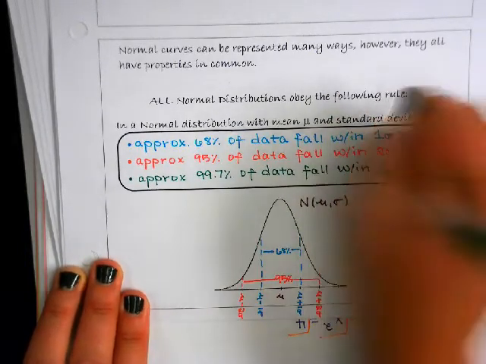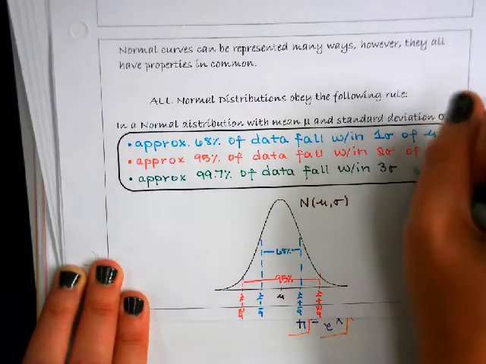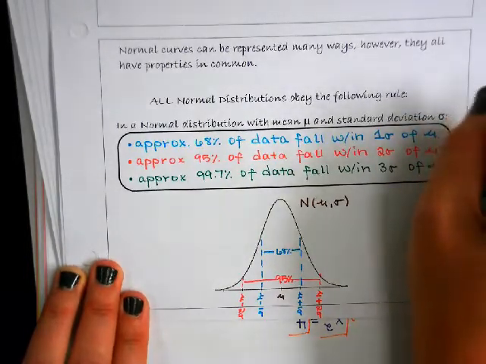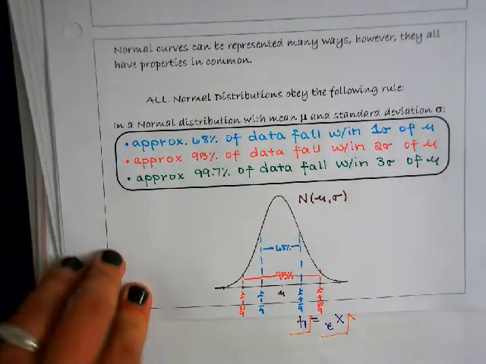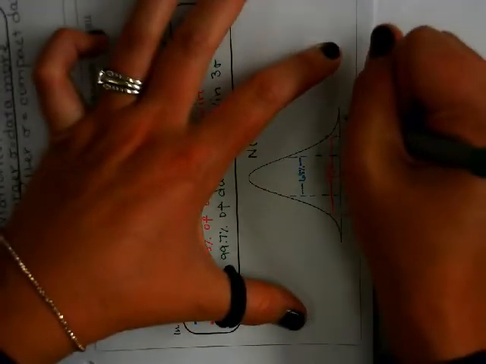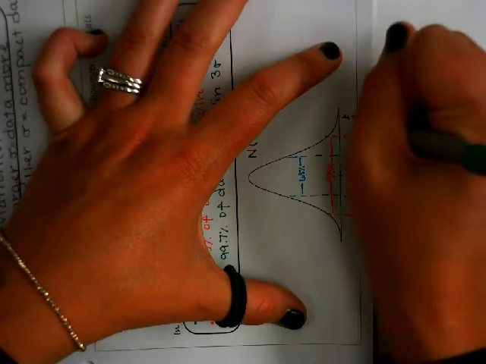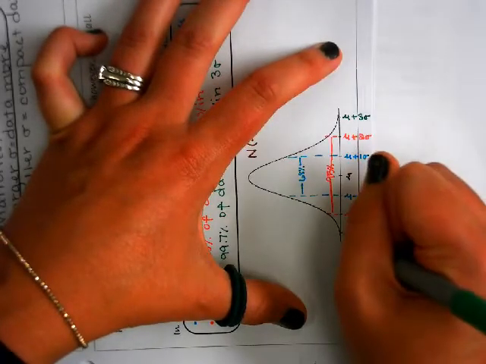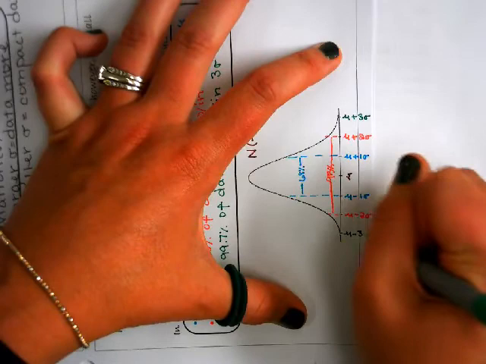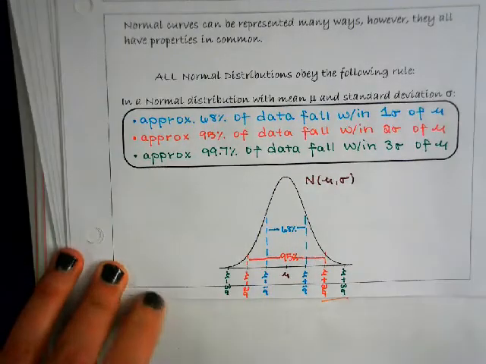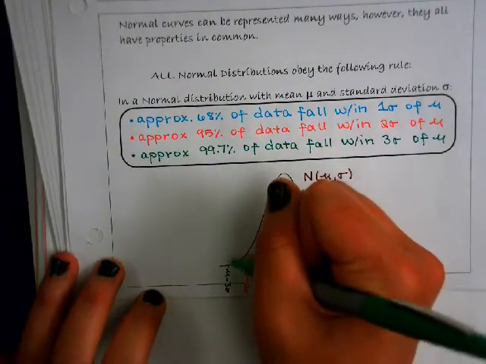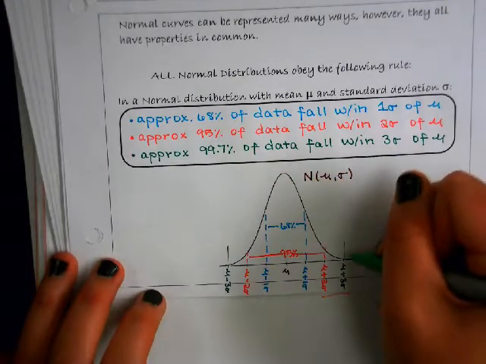Okay. I'm going to turn my paper sideways again. So this last hash mark up here is the mean plus 3 standard deviations. Last one down, mean minus 3. And this one's always hard to make fit on the picture. From there to there would be 99.7% of the data.